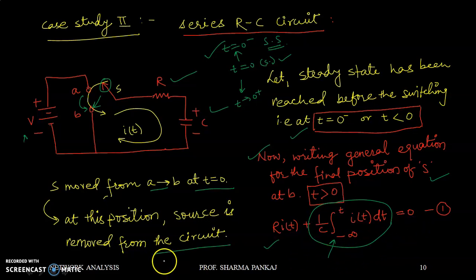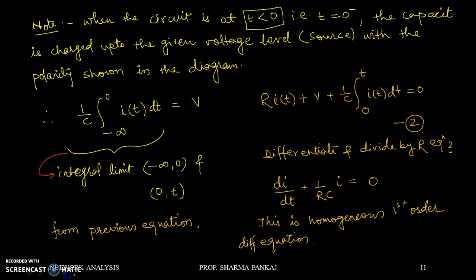Call it equation number 1. When the circuit is at t less than 0, that is t equal to 0 minus, the capacitor is charged up to the given voltage level. I have explained this earlier also. The voltage source has the polarity shown in the diagram. I have drawn the polarity in the circuit diagram.